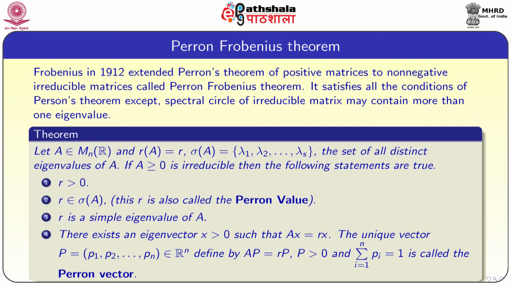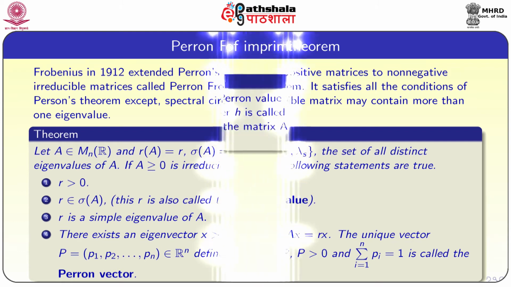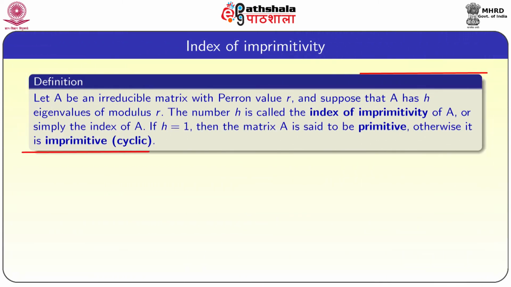So we can divide that x by its length, then we can assume that the unique vector P equal to P1, P2 and so on, Pn belonging to R power n, defined by AP equal to Rp and P greater than 0 and satisfying the sum over i equal to 1 to n of Pi equal to 1, is called a Perron vector. Now we are going to discuss the index of imprimitivity.